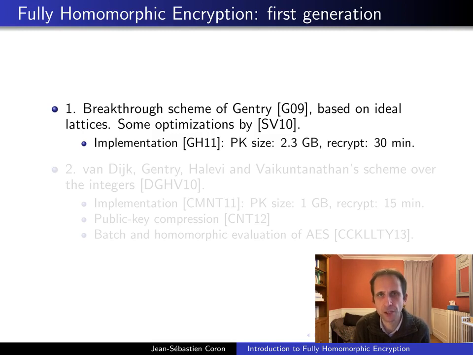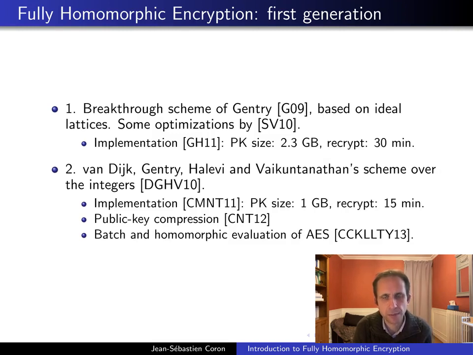So there was a first generation of fully homomorphic encryption. There is the breakthrough scheme of Gentry, which solved this open problem and did exhibit the first plausible construction of FHE. But the construction was relatively complex. It's based on ideal lattices. There were some optimizations described a bit later, but the implementation is still quite slow, because the public key size is a few gigabytes, and so is the time to perform a recryption. I will explain that, but basically a single evaluation of a XOR or of an AND takes 30 minutes to evaluate any given gate.